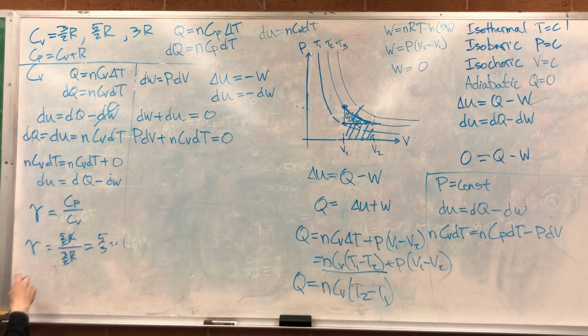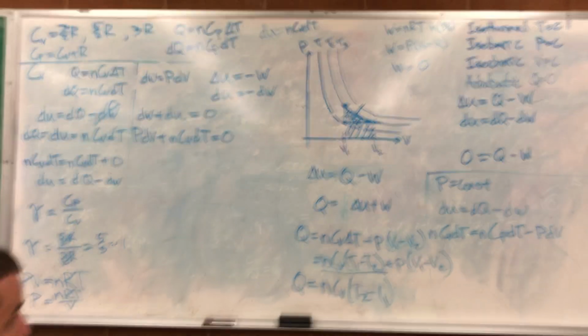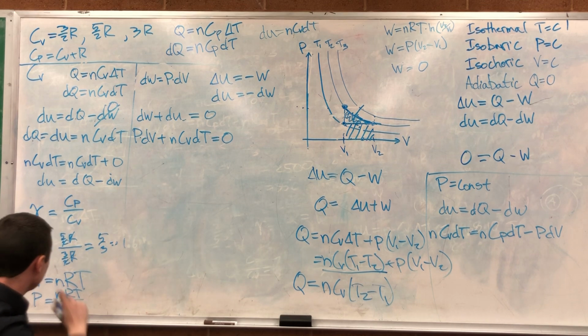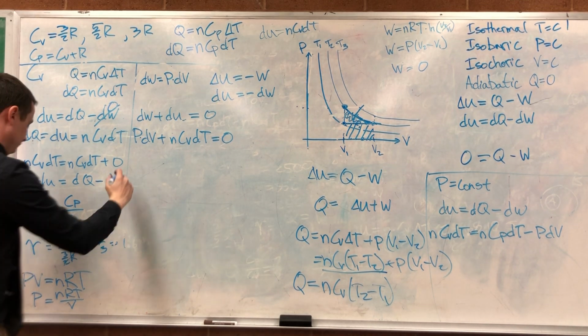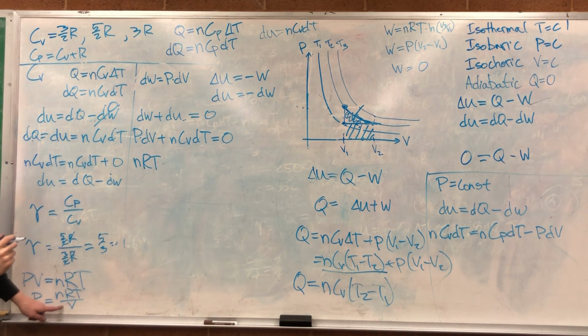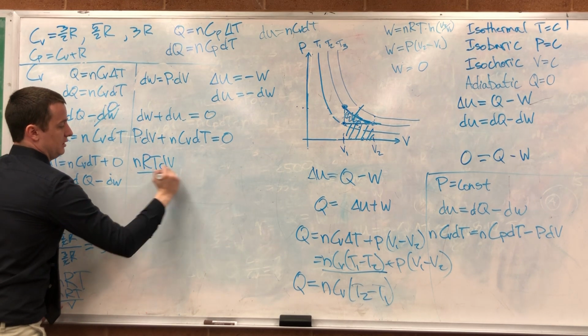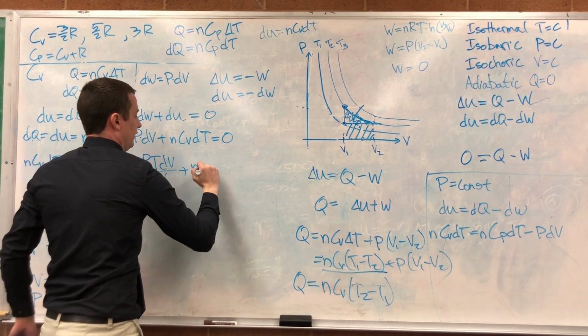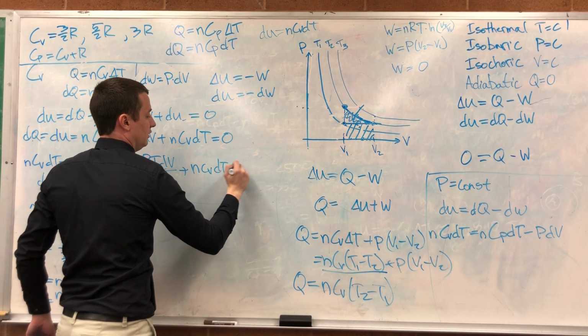Well, let's say we have PV for our ideal gas. PV is equal to nRT, right? And so solve for P. P is equal to nRT over V. So you plug P in. I'm going to make that substitution for P here. So making that substitution for P, we have nRT dV over V plus nCV dT is equal to 0.